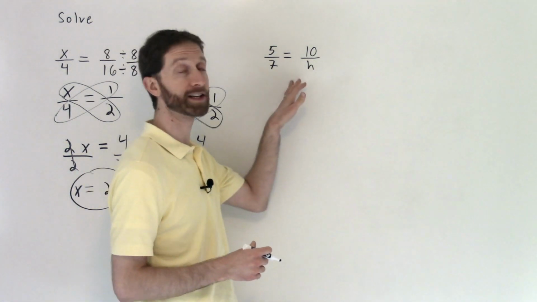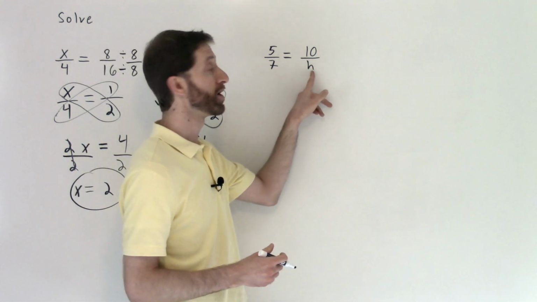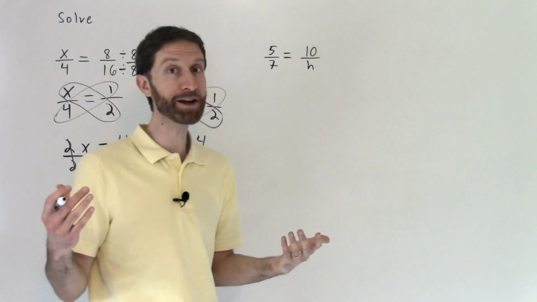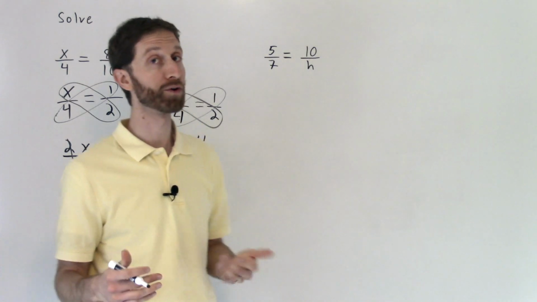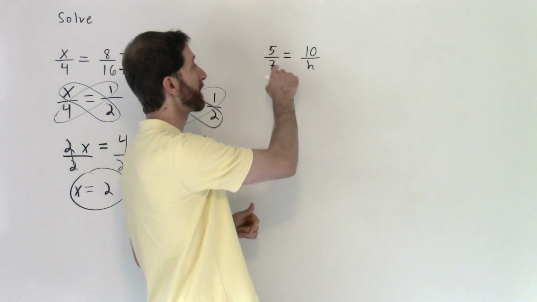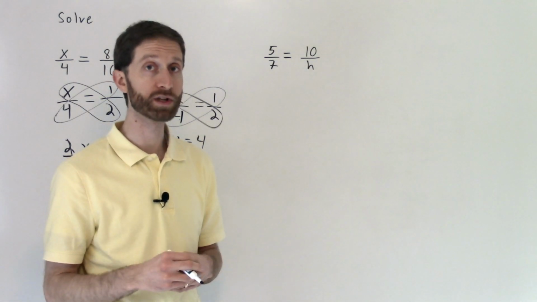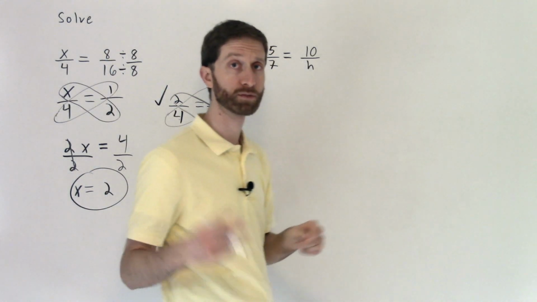Let's use the cross product again here on a slightly different kind of problem where you have the variable now on not only the right side of the equation, but, oh no, it's in the denominator. What do we do? The same thing we did in the last problem. We're going to cross multiply. Notice that 5 and 7 do not share a common factor other than 1, so I'm not going to reduce that fraction like we did the reduction of 8 over 16 in the previous problem.